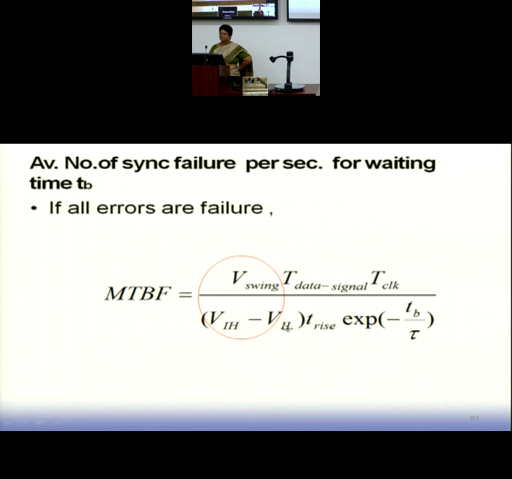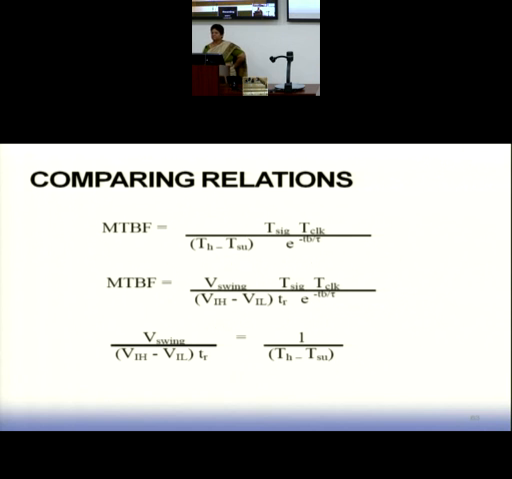So if I compare together the two expressions that we have got for MTBF, you can simply say everything is the same, and this T hold minus T setup window is actually what he is getting in terms of V swing upon VIH minus VIL. Rabaey uses this expression, whereas if you look at other resources, they mostly work with this T setup to T hold window.